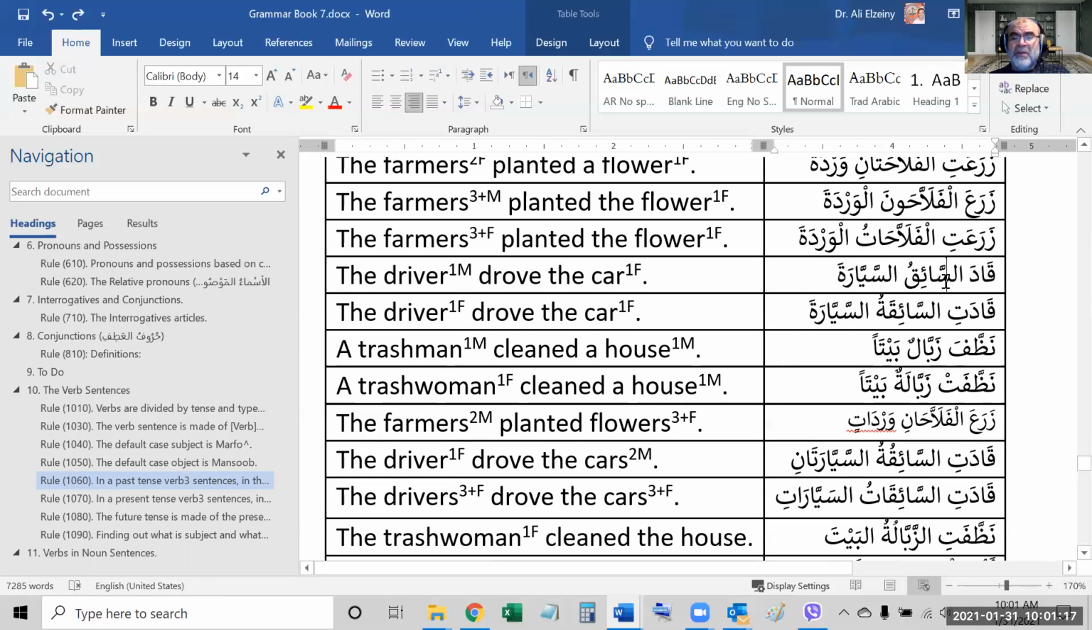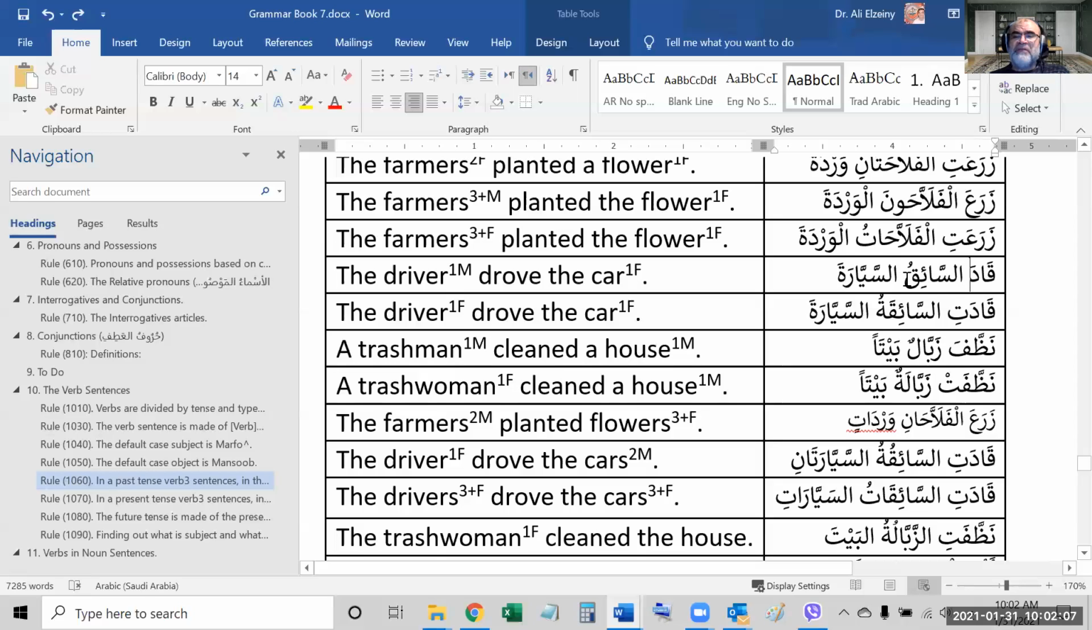The driver is sa'iq, which is the subject, the doer of the verb, which in Arabic we say al-fa'il. Drove is the past tense verb, which is qada. And the car is the object, which is as-sayyarata. Now, we want to do it for one M, for one male. So qada, as-sa'iqu, as-sayyarata. قاد فعل ماضي مبني على الفتح. Past tense verb built on fatha; fatha is built on, it doesn't change.